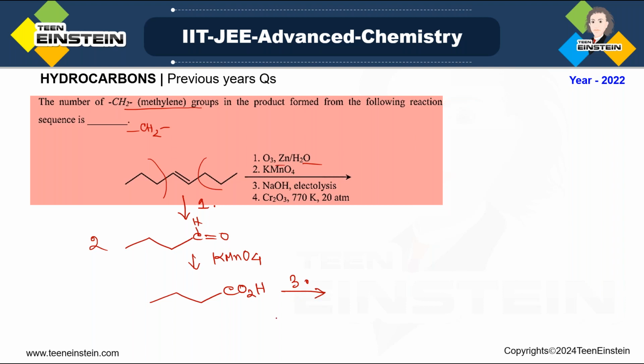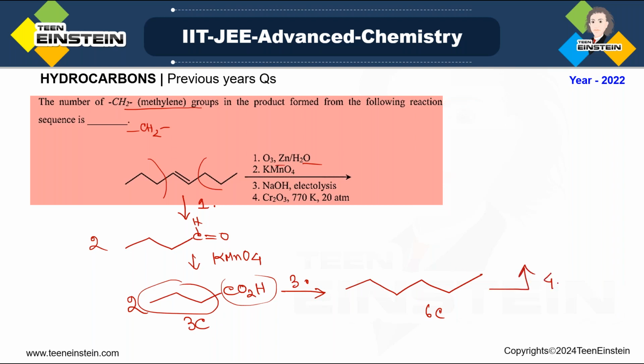Now we know Kolbe electrolysis. Two molecules are already there, because after ozonolysis you get 2 molecules of aldehyde, then 2 molecules of carboxylic acid, and now you are doing NaOH electrolysis where 2 molecules are actually needed. This part will be removed in the form of CO2, and in this part you have a total of 3 carbon. So 3 carbon 2 times, that means you will get 1, 2, 3, 4, 5, 6, total 6 carbon. So this will be the product after 3.